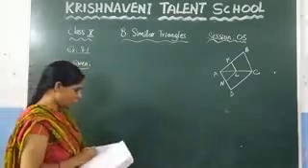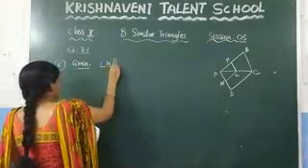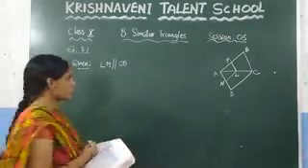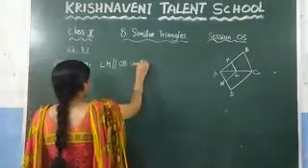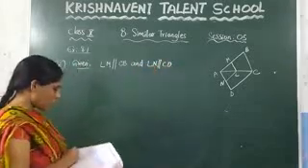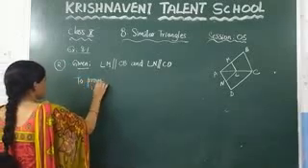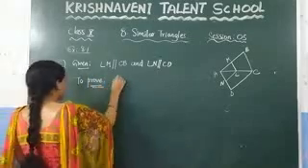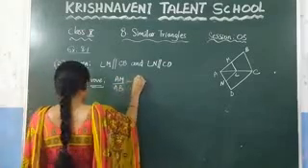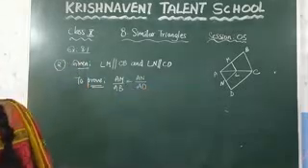What is given here in the given figure? LM is parallel to CD. So write it here: LM is parallel to CD. This is given, and after that what we need to prove here: AM by AB is equal to AN by AD. So this one you need to prove.